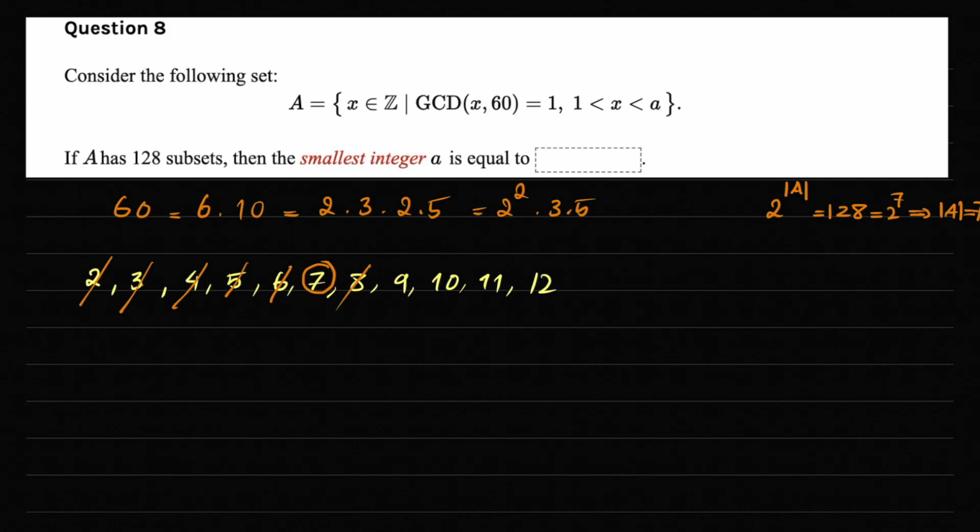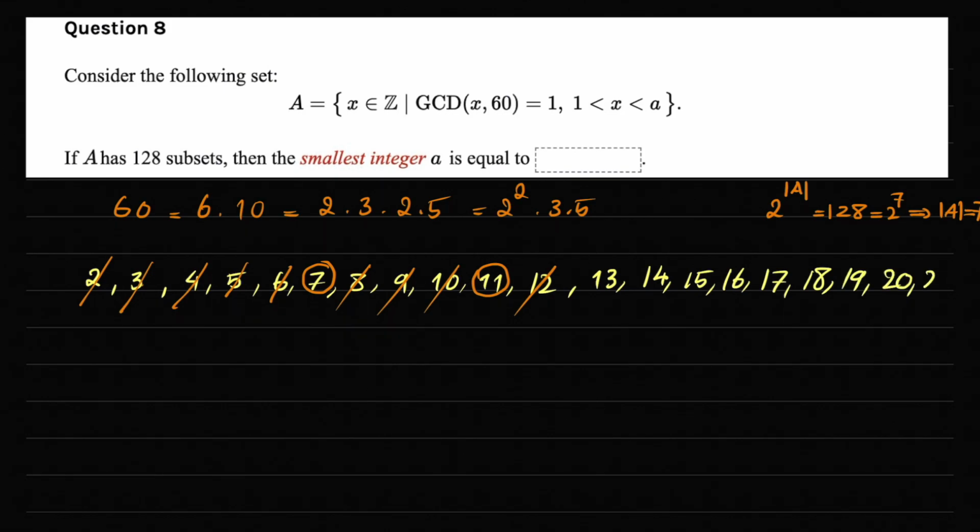Okay, so 8 is not acceptable because it contains a factor of 2. I will not repeat this. 9 is not acceptable. 10 is not acceptable. 11 is the second acceptable one. So far I have 2, but I know that the cardinality of A is 7, so I have to continue. So 12 is not acceptable. So let me write a little bit of them. 13, 14, 15, 16, 17. Okay, so let us see how much we can do now.